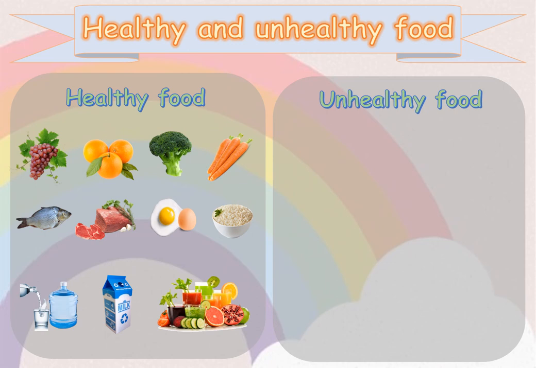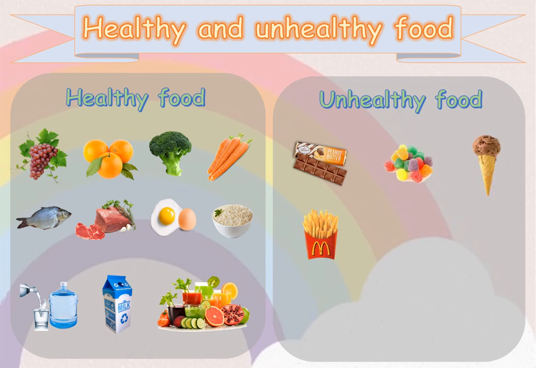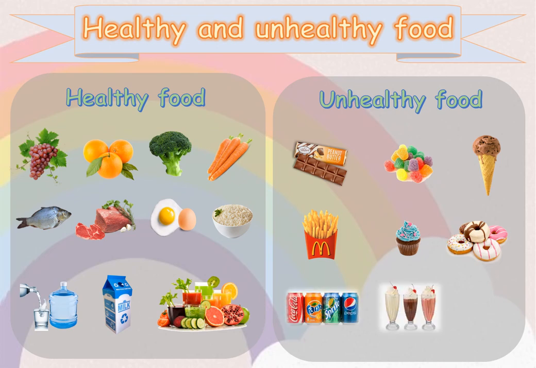Unhealthy food. Unhealthy food gives us fat. Fat is not good for our body. Unhealthy food such as chocolate, candy, ice cream, french fries, cake, donut, and unhealthy drinks like soda, smoothies, and coffee. So now you know the difference between healthy food and unhealthy food.